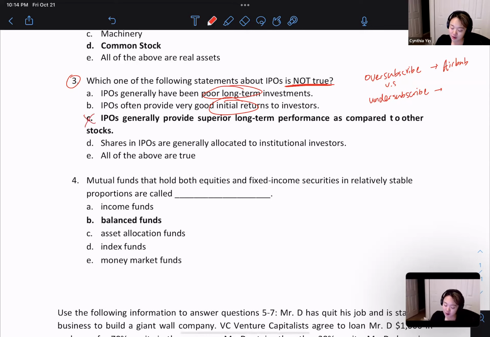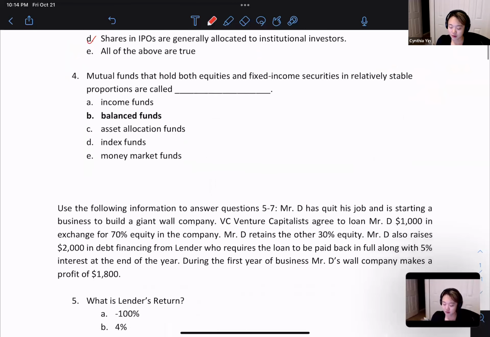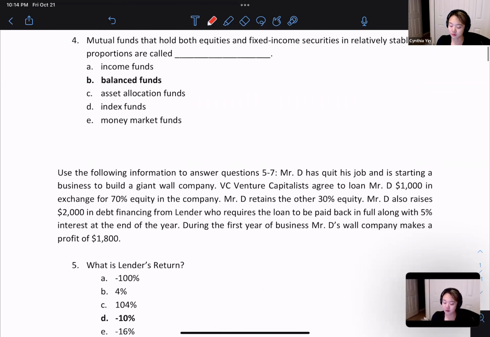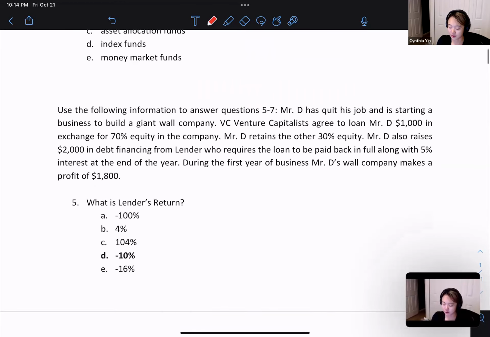So C is not right because A is right. IPO does not have good long-term performance. And D is right, it's just the mechanism of IPO. It's about the roadshow, for example. After the roadshow, the shares are allocated to institutional investors. So the answer is C. And question D is just about the definition of a balanced fund, so nothing more to say.